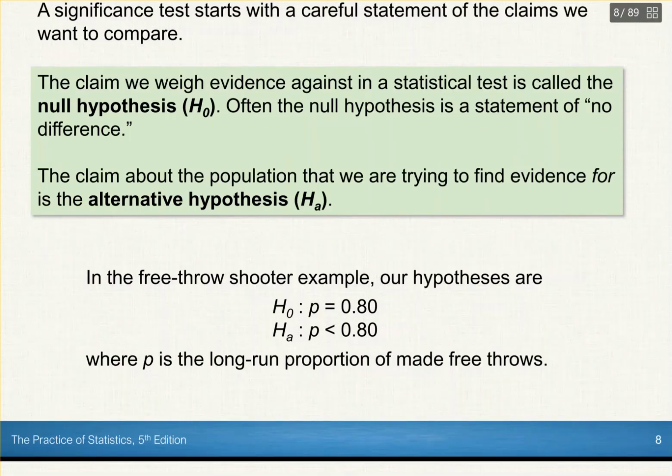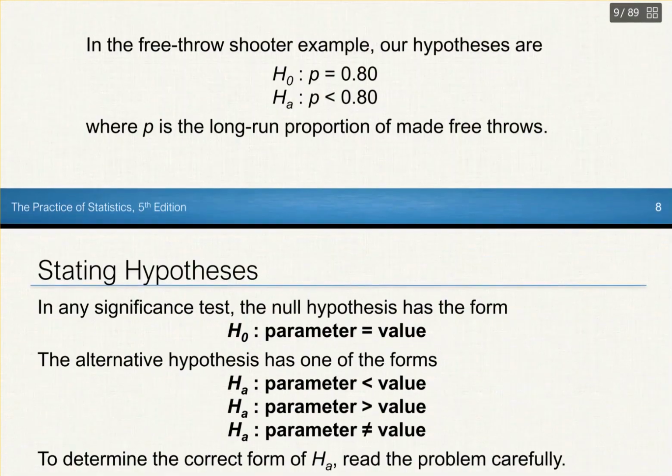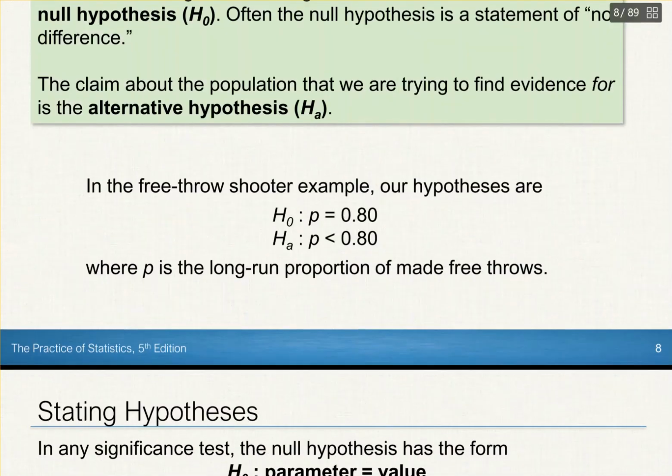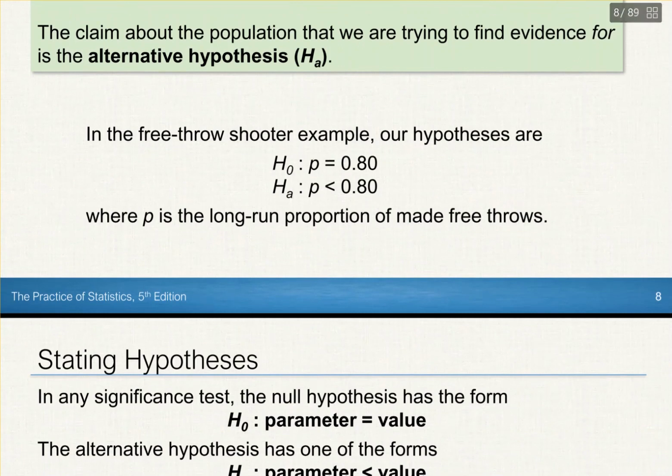So in the free throw shooter example, our hypotheses are: the null hypothesis is that p equals 0.8. Our alternative hypothesis, H sub A, is that the probability is less than 0.8, where p is the long run proportion of made free throws.